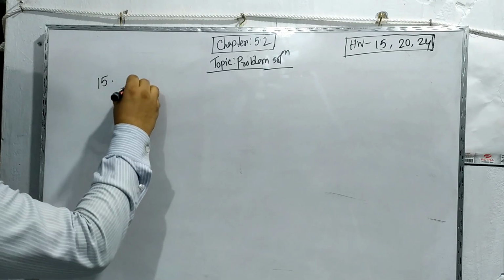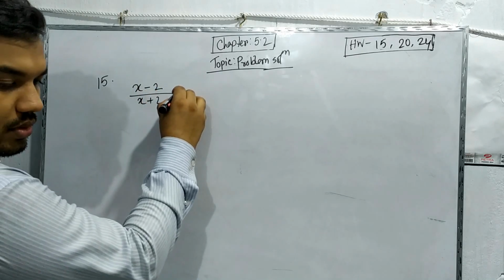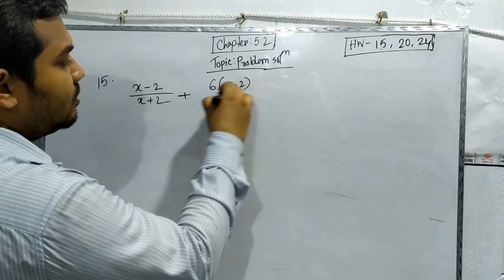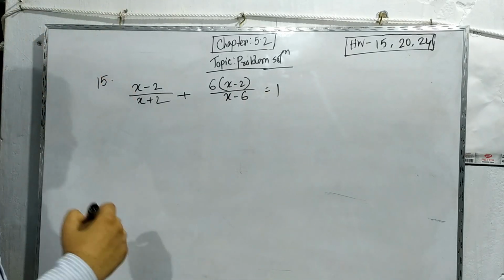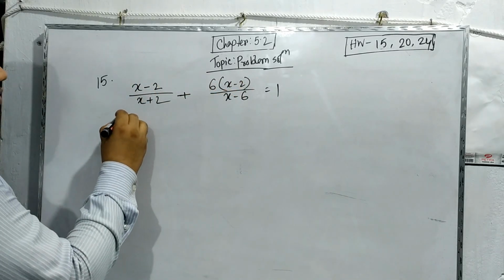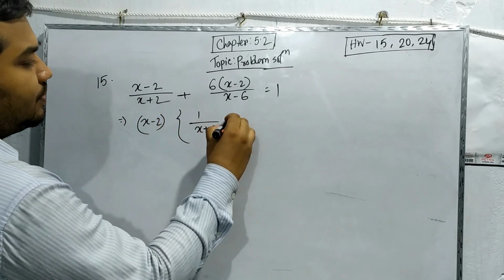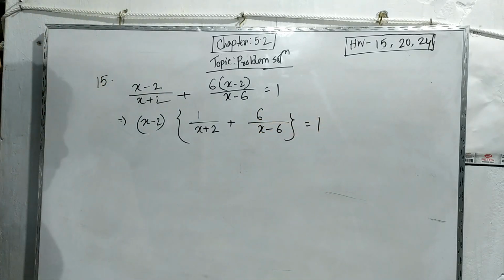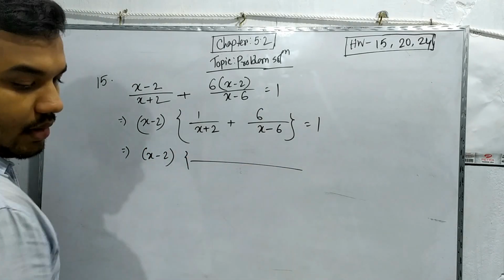Here the question number 15 says (x minus 2) by (x plus 2) plus 6 into (x minus 2) divided by (x minus 6) equal 1. So here x minus 2 and x minus 2, these two are the same part, so we can take it as common. Then it can be written as (x minus 2) into [1 by (x plus 2) plus 6 by (x minus 6)] equal to 1. Now we can go for the LCM.